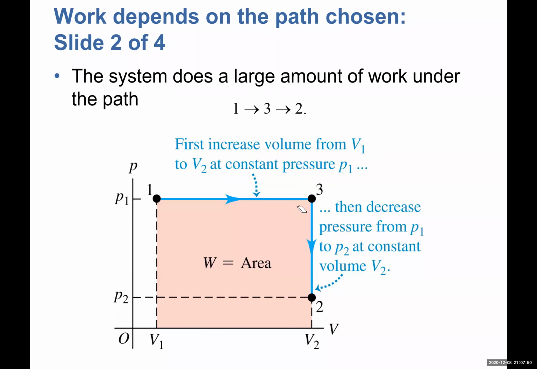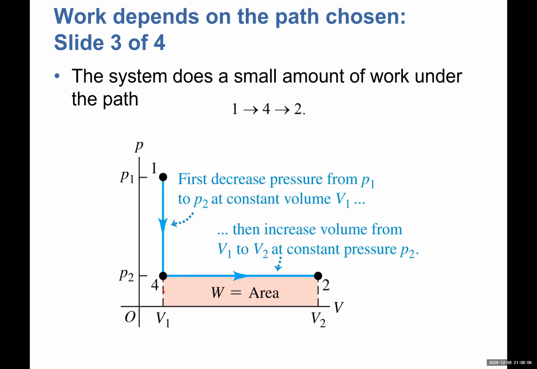Well, 1, 3, and 2 actually does the largest amount of work. Why? Because remember, the work done is the area under the graph. This is the area under this graph, which represents the amount of work done. Okay, so if I go 1, 4, and 2, then only this is the amount of work done, which is clearly a whole lot less than, let's say, in the previous slide, when you go 1, 3, and 2.